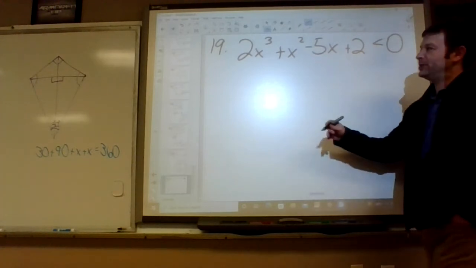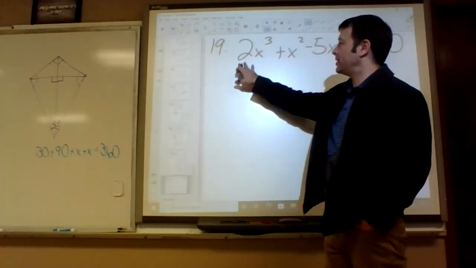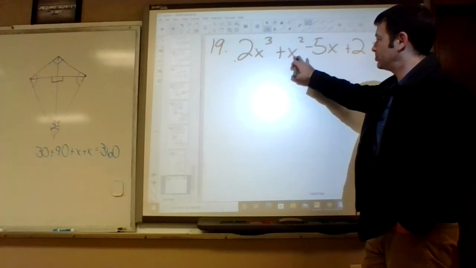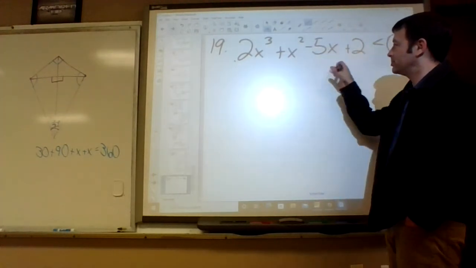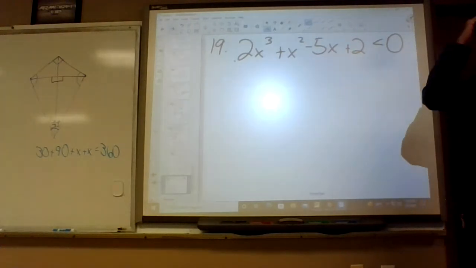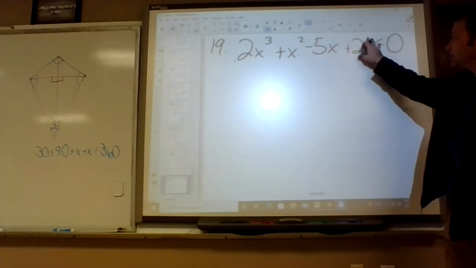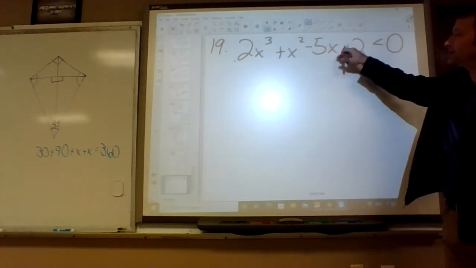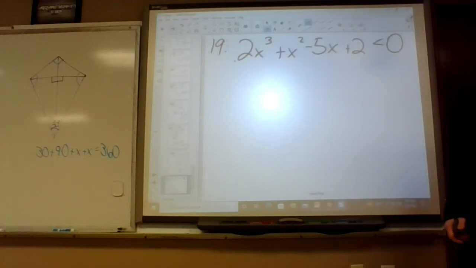This looks like it could be grouping, but if I take an x squared out, it'll be 2x plus 1, and this would not be 2x plus 1. Take an x out? Grouping does not work. Taking an x out does not work, because there's no x in this term. So we got to do the rational root theorem again.